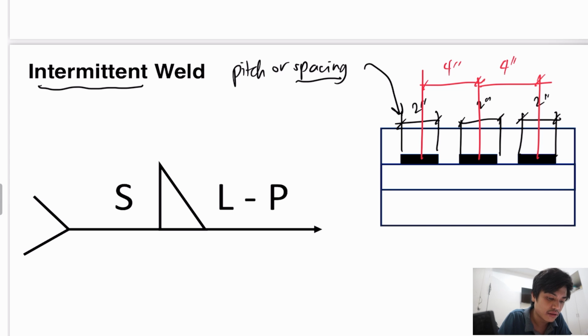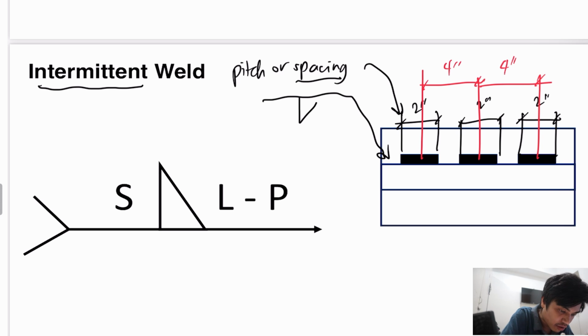How do you label that? You can label that by specifying first if it is on the arrow side. If it is on the arrow side, you put it below the reference line. If it is a size 1/4 inch weld still, you put the length on the right side now, followed by a dash, and then the pitch of the weld, just like that. Remember that the pitch of the weld is the center to center distance of the weld.